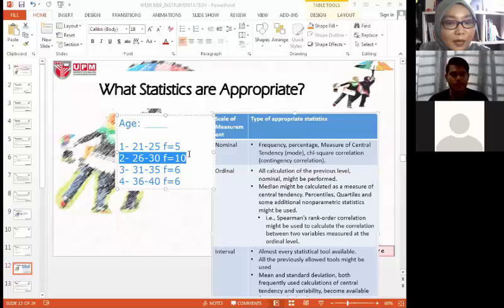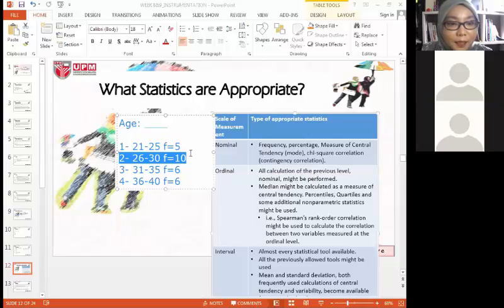Then how do we calculate the median? Where do we calculate the median? So our n is 30, right? How much is our n? 10, 16, 27.